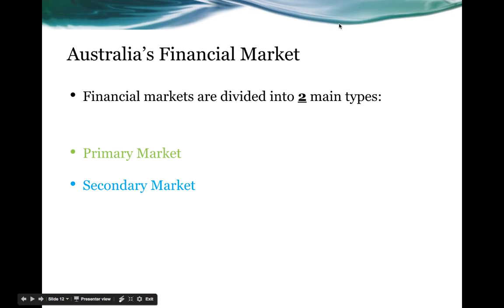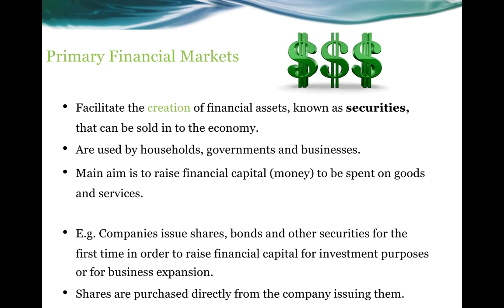So let's have a look at the primary and secondary markets. The primary market facilitates the creation. You can see that word is in a different color. That's the key term here, of financial assets known as securities, that can then be sold and resold and resold. But when it is created, this is within the primary market. These are used by households, governments and businesses, and the main aim is to raise financial capital, which means money, which can then be spent on goods and services.